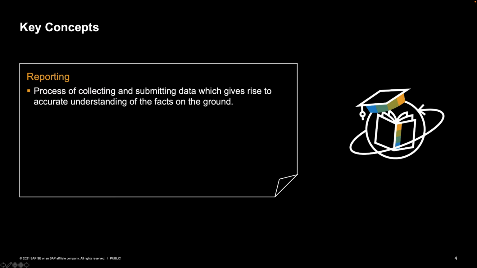From Wikipedia, data reporting is the process of collecting and submitting data which gives rise to accurate analysis of the facts on the ground. Inaccurate data reporting can lead to vastly uninformed decision-making based on erroneous evidence. Different from data analysis that transform data and information into insights, data reporting is the previous step that translates raw data into information. When data is not reported, the problem is known as underreporting.